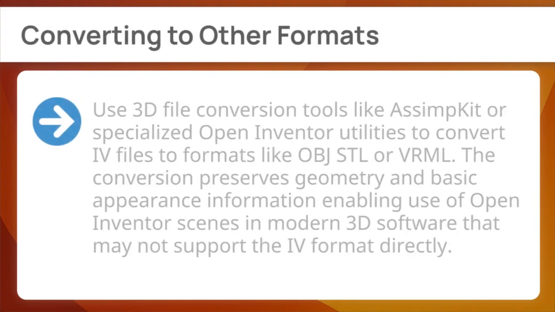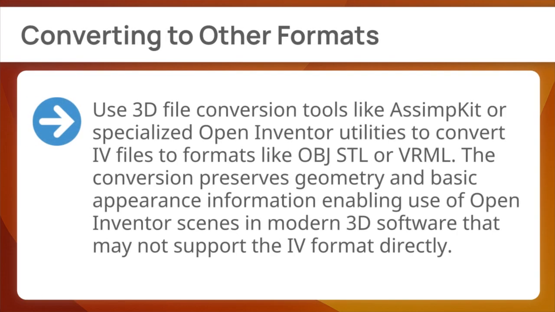Next, converting to other formats. Use 3D file conversion tools like SIMKit or specialized Open Inventor utilities to convert IV files to formats like OBJ, STL or VRML. The conversion preserves geometry and basic appearance information, enabling use of Open Inventor scenes in modern 3D software that may not support the IV format directly.